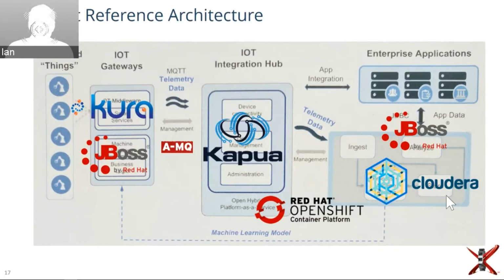But OpenShift also allows you to scale. So you can start off with one pod for your POC and scale up to literally hundreds of thousands without changing any of your architecture.